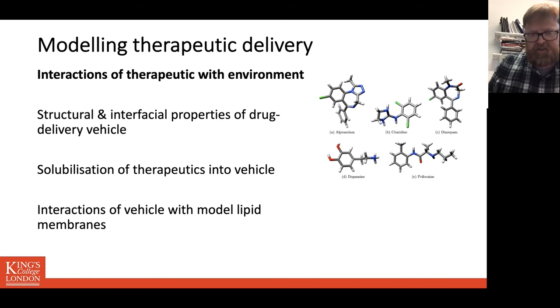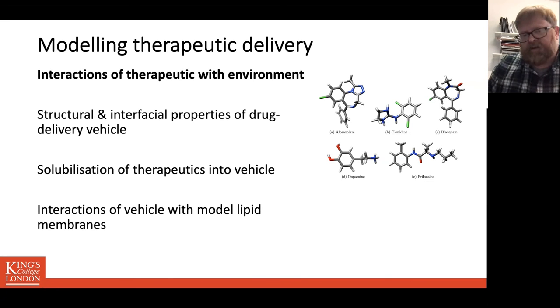But when it comes to the therapeutics, this is one place where traditional classical force fields fail because of the complicated distribution of charges on these molecules, which results from their underlying chemistry. The traditional classical force fields just don't do that great a job of predicting their behavior.